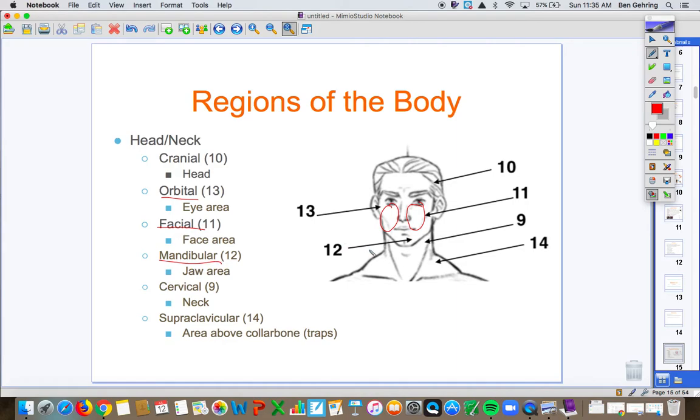Then we have your mandibular region, which is your jaw there. Cervical refers to your neck right there. And then we have supraclavicular. So supra referring to above, clavicular referring to the collarbones. This is the area above the collarbone, which is right down in here. So there's the regions of your head and neck.